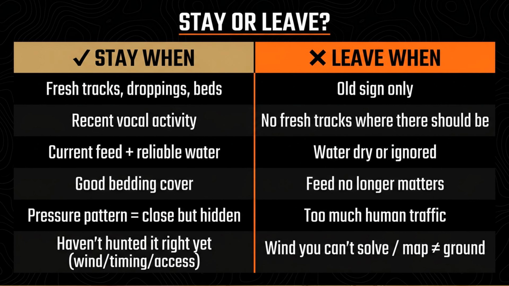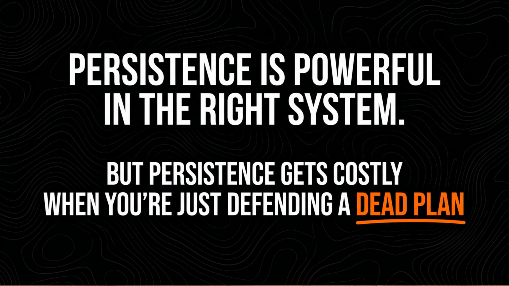Too much human traffic, too many hunters. A wind situation you can't solve, or habitat that looked great on the map but doesn't really make sense once you get there on the ground. Maybe it's just covered in rock or something that you didn't see initially. Persistence is powerful in the right system, absolutely. But persistence gets costly when you're just defending a dead plan.